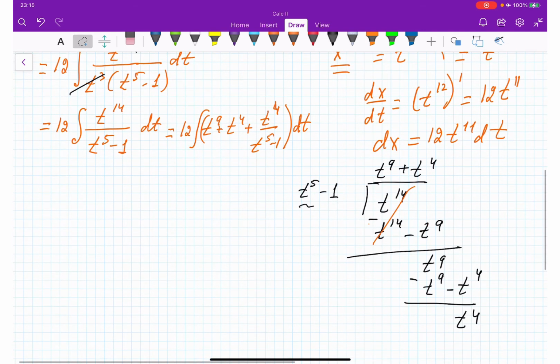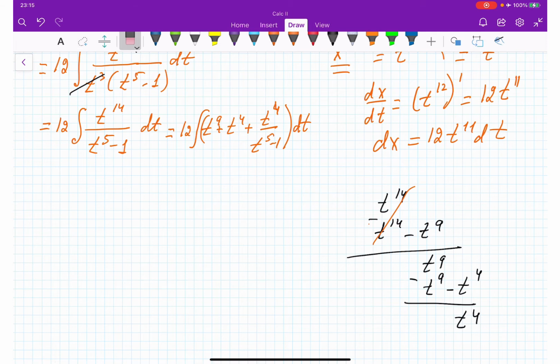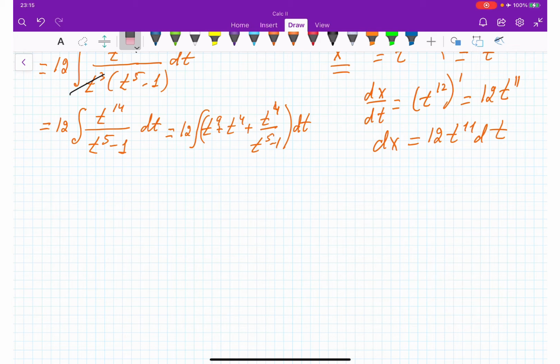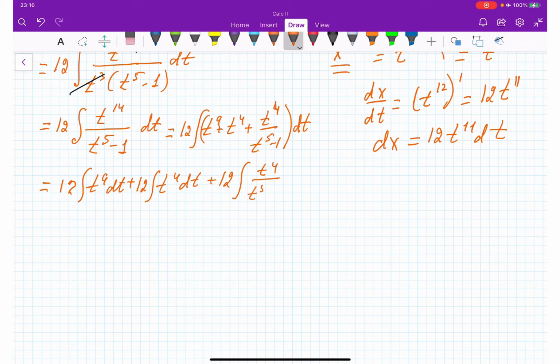And dt. Okay, let me clean this drafting. So what do I get here? I'm getting the following. 12 stays on the outside practically. It's going to be 12. I'm going to separate t to 9 dt plus 12 t to 4 dt, and then plus 12 integral t to 4 over t to 5 minus 1 dt.